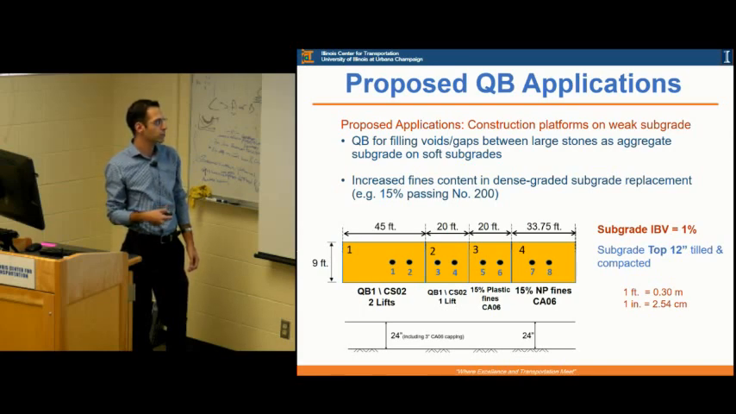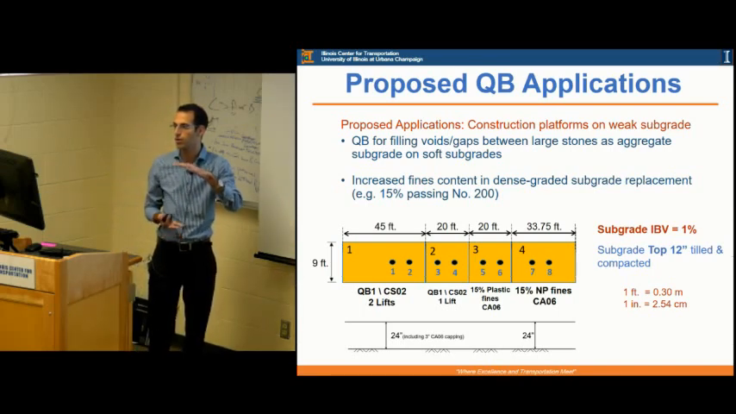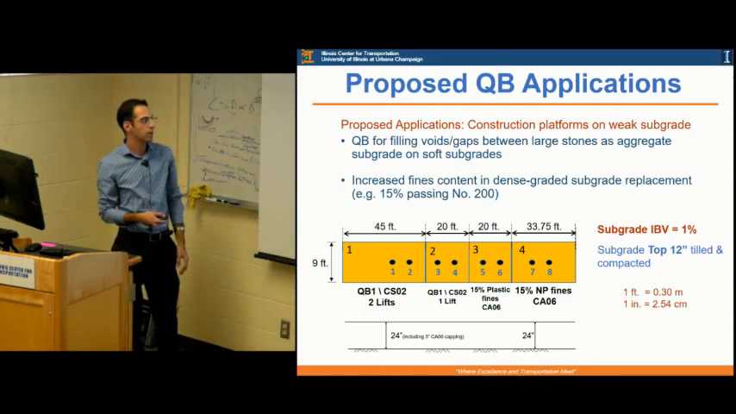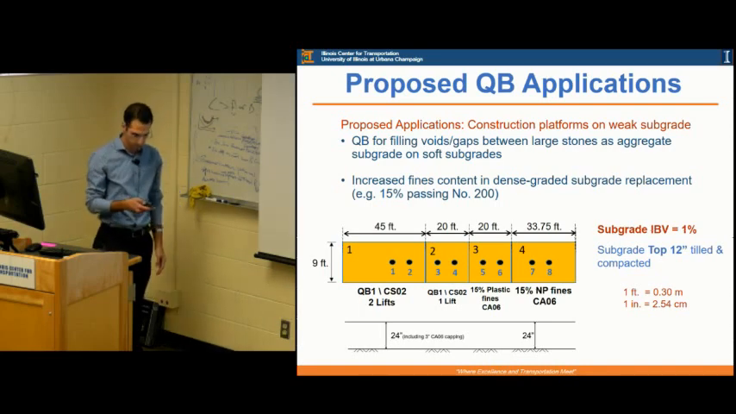So the first application was to mix quarry byproducts with large rocks. We call them CSO2 for now, and I'll explain those later. And build them in 2 lifts or in 1 lift. So these are the same, but 21 inches of material built in 1 single 21-inch lift, or in 2 10.5-inch lifts. And then other applications are the 15% plastic fines CA6 material and 15% non-plastic fines CA6 materials. And those will be constructed on weak subgrade of CBR1, which will be tilled and engineered in the field.